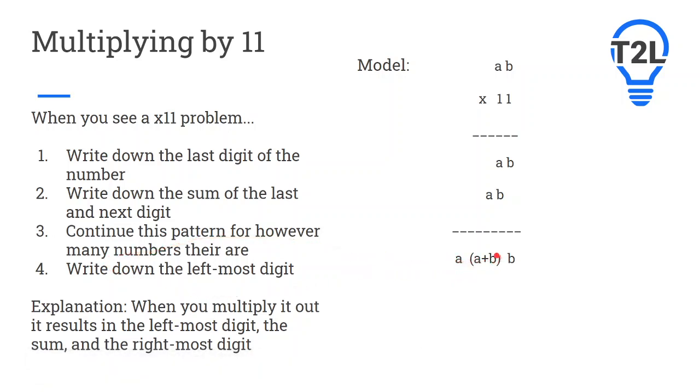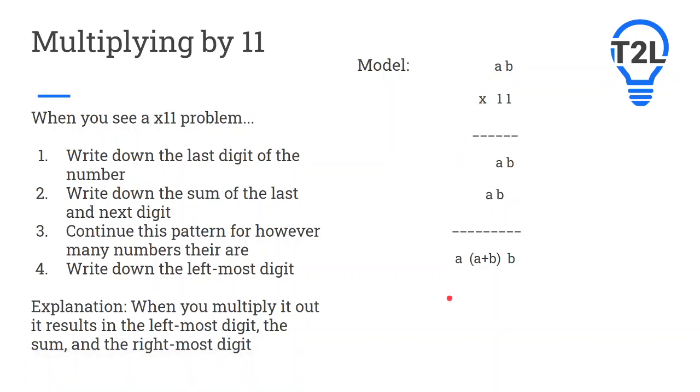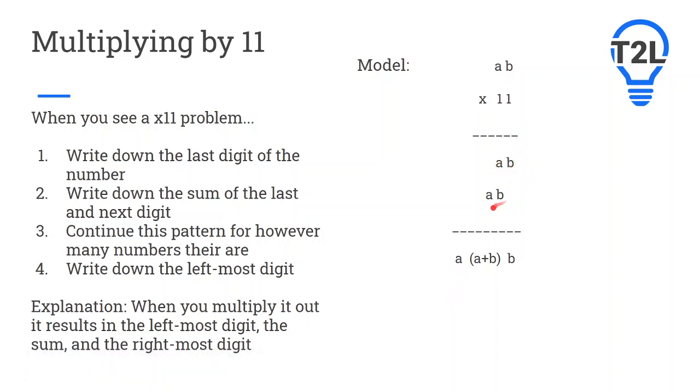Whenever you're writing down the sum, continue that pattern for however many digits there are. So for example, if you have a, b, c, you would first write down c, then c plus b, then b plus a, and then write down a. And the explanation: whenever you multiply it out, you're left with b, ab, and then ab0. So when you add it out, b comes down, then a plus b comes down, then there's nothing on top, and then a comes down. So that's why that method works.